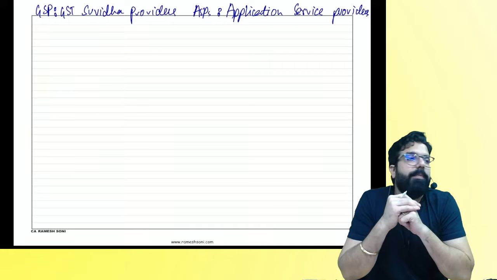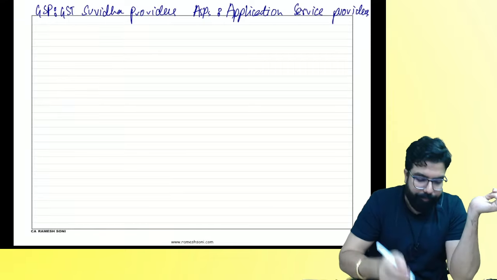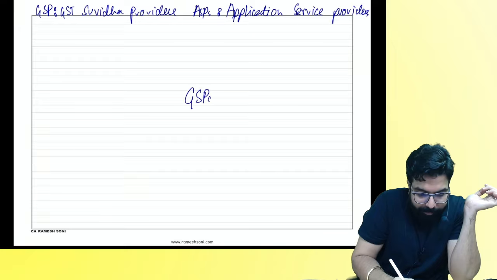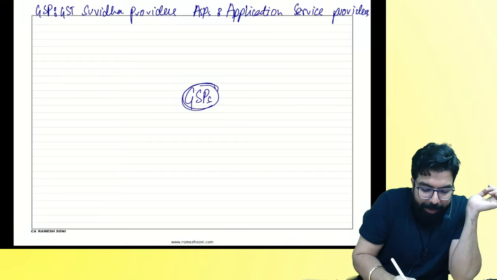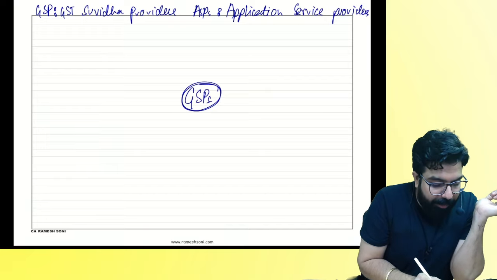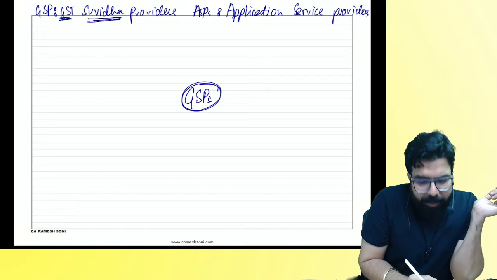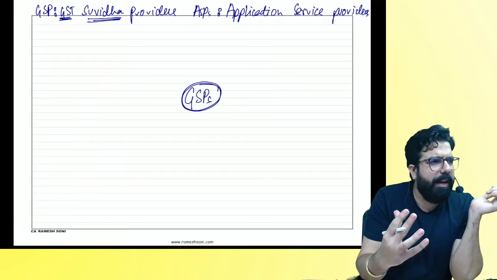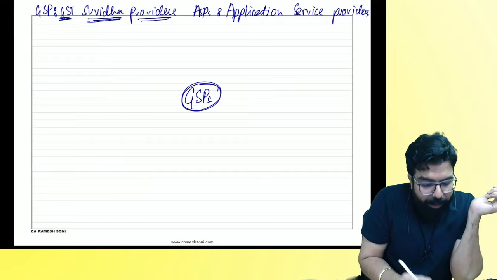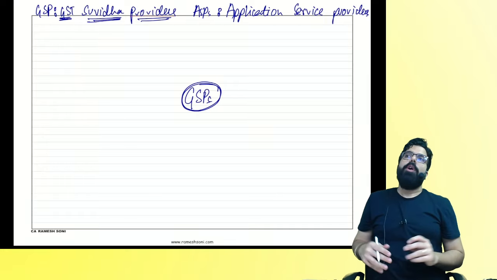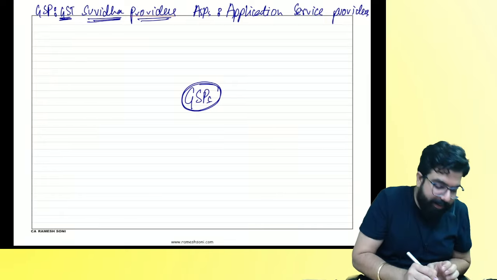What do you mean by a GSP and what do you mean by an ASP? GSP, what do you mean by a GST Suvidha Provider? Can you tell me what Suvidha means? Facility or ease, correct or not, everyone? GST Suvidha Provider. For example, this is your gst.gov.in.